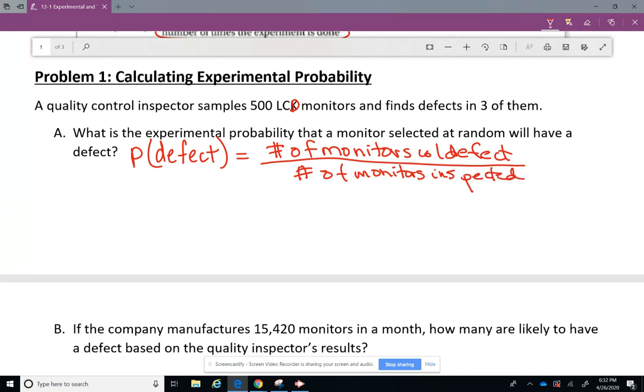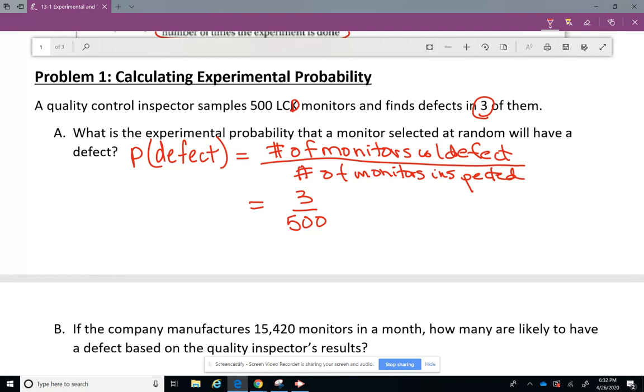All right, so we see here that they found 3 defects. So it's going to be 3. And it says that the inspector samples 500 of them. So that's 3 out of 500.